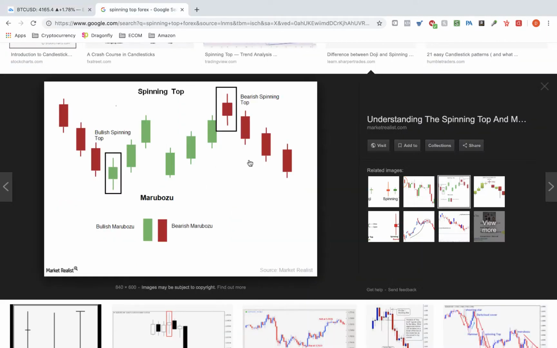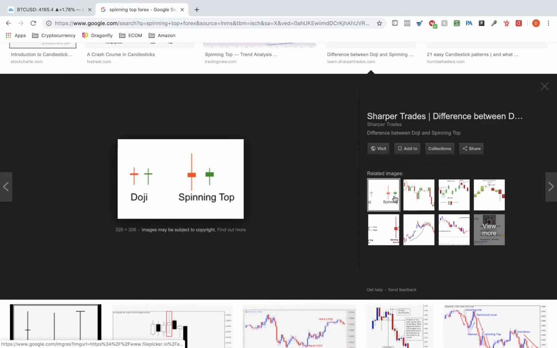All right, so today we're going to talk about these two here, dojis and spinning tops. They both look kind of the same, except the opening and the close of price on dojis are very, very similar, very close. These ones are a little bigger. Sometimes you're going to mistake one for the other. It's really not that big of a deal.